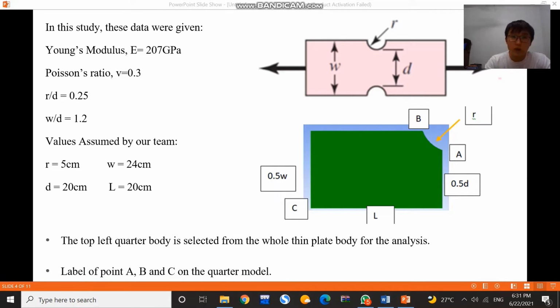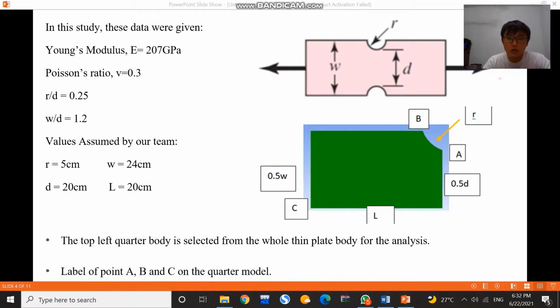Now I will explain the problem in this group project. In this study, this data was given. For example, the Young's modulus E is equal to 207 GPa, the Poisson's ratio v is equal to 0.3, the ratio of R per D is given as 0.25, and the ratio of W per D is given as 1.2.